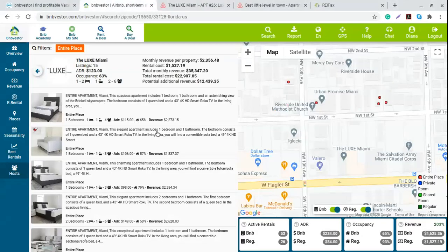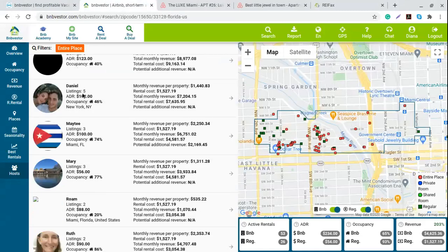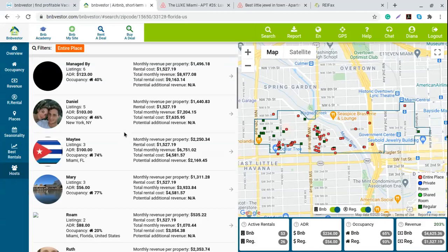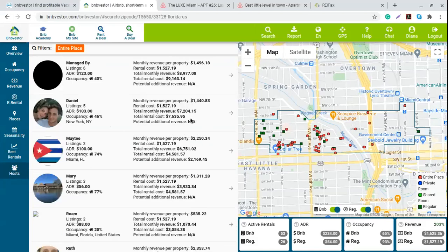Let's continue. Let's go back, actually. Okay, and you can see another one. This is a big company. Let's go ahead and check Daniel. Daniel has only 5 properties. On average, he's charging this amount. He's maintaining this occupancy rate, okay? He's based in New York, but he also has a listing here in this zip code 33128, and that's why he's showing in this area as well.